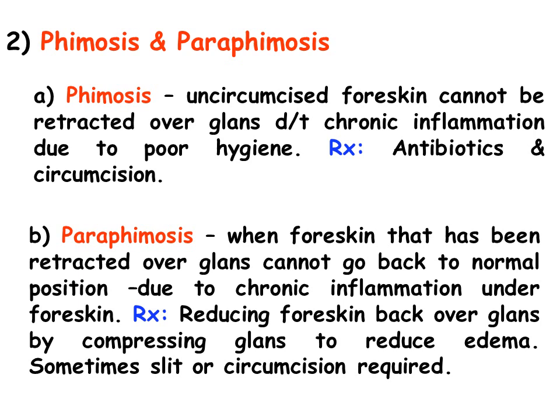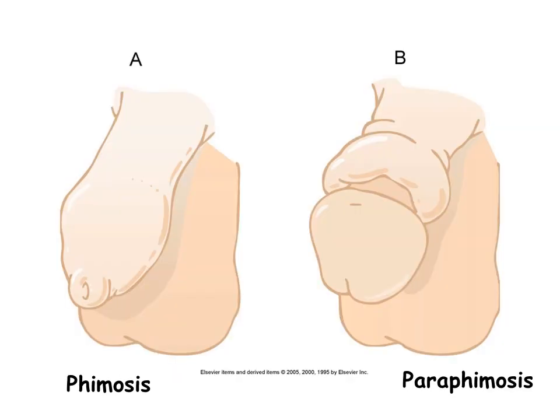Paraphimosis is when the foreskin has been retracted over the glans, but now can't go back to normal position. Again, because of chronic inflammation under the foreskin. Treatment is again to reduce the foreskin back over the glans, and you try to compress the glans to reduce the edema. And sometimes actually add a little slit, or it seems to me with that situation, circumcision would seem to be the easiest. But I understand why guys are a little hesitant with that. And this is a stylized drawing, of course, of those two disorders.